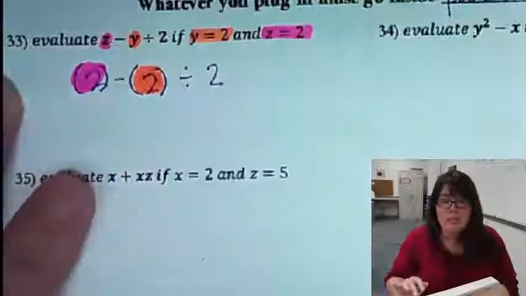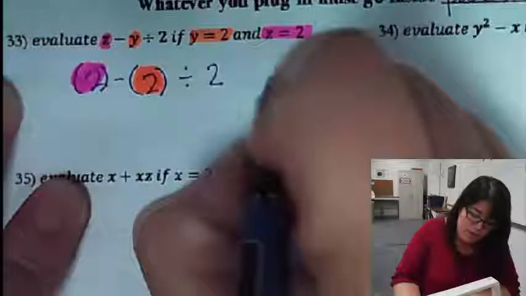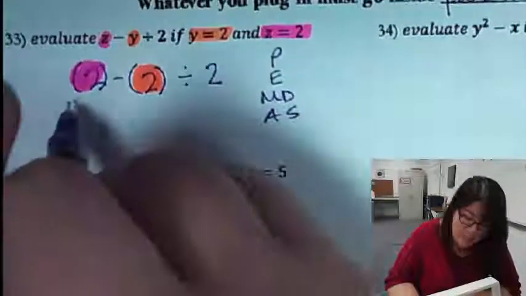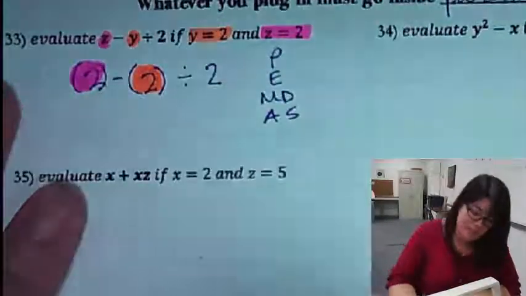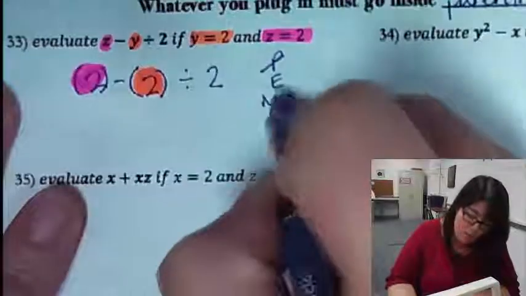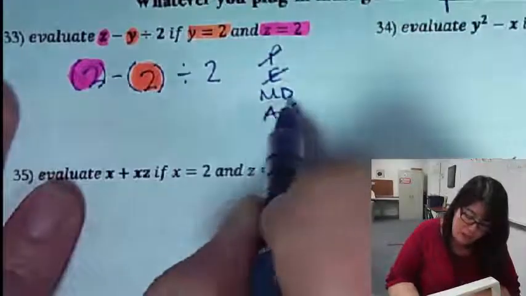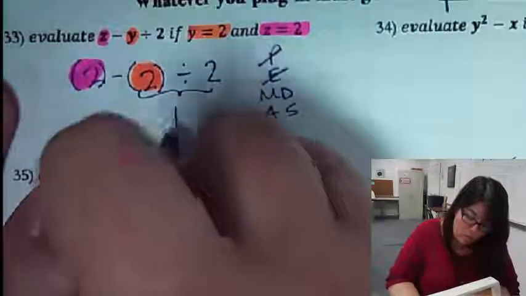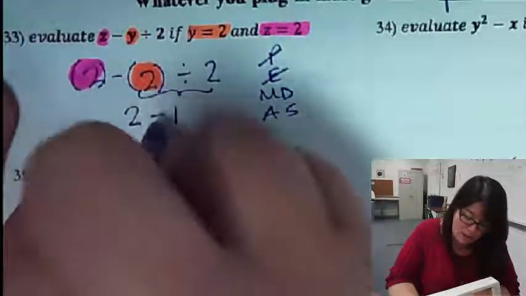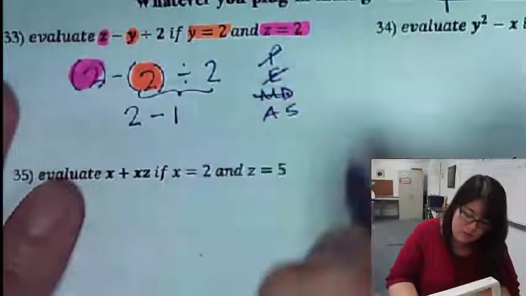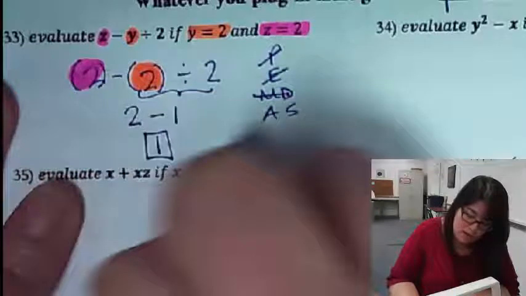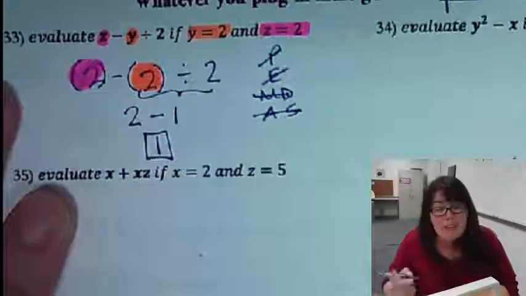Once you have everything plugged in, it's just a matter of following your order of operations. PEMDAS. Parentheses, there's nothing inside parentheses that needs to be done, so we're good there. No exponents. Multiply or divide. Well, I see a division sign there, so I'm going to start here. 2 divided by 2 is 1. Bring down the rest of my problem. Multiplication and division is done. Addition and subtraction. 2 minus 1 is 1, and I'm good to go. Let's take a look at another one.